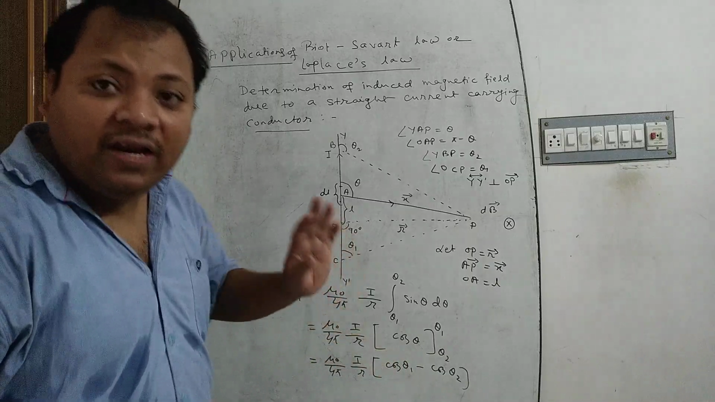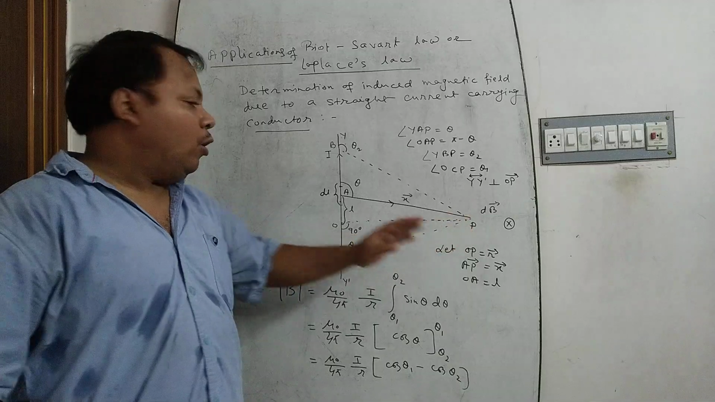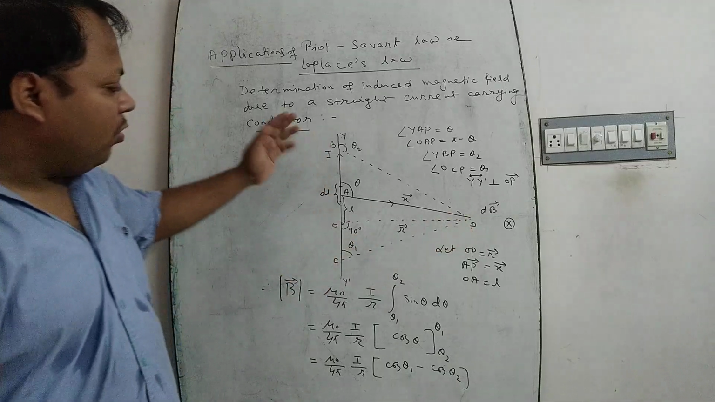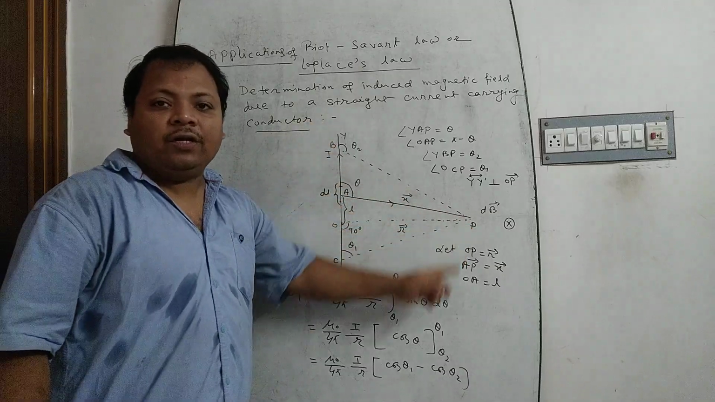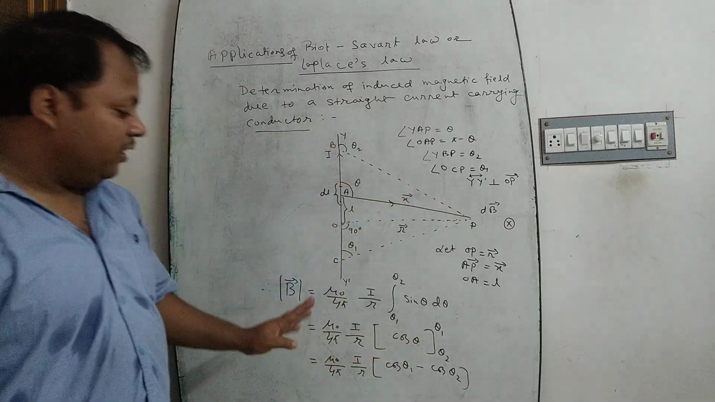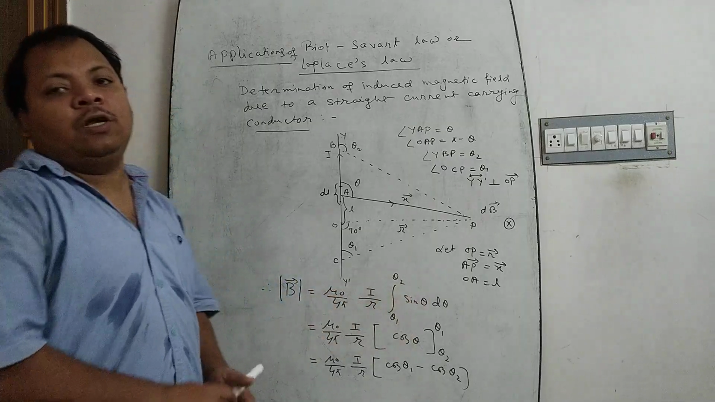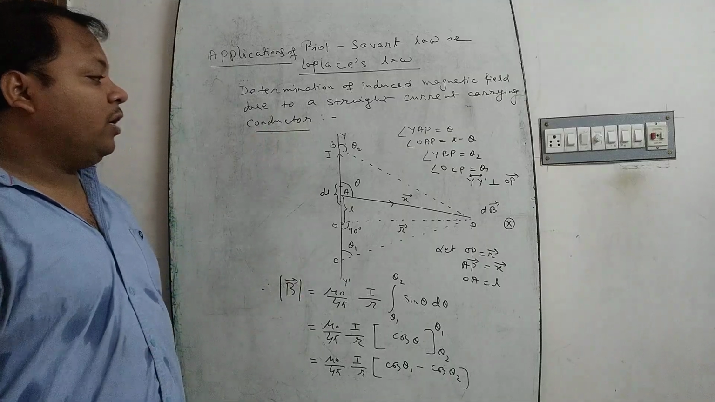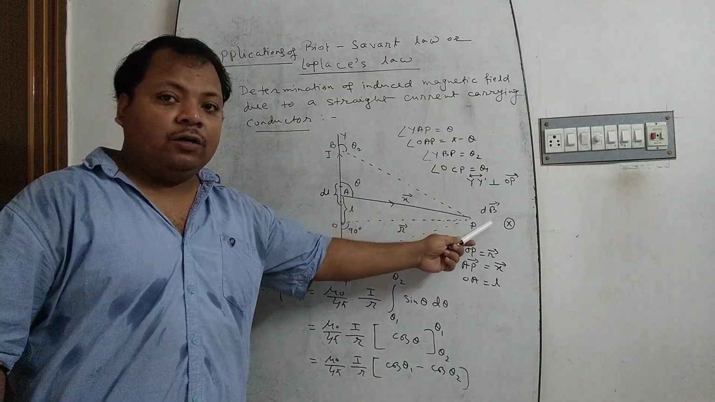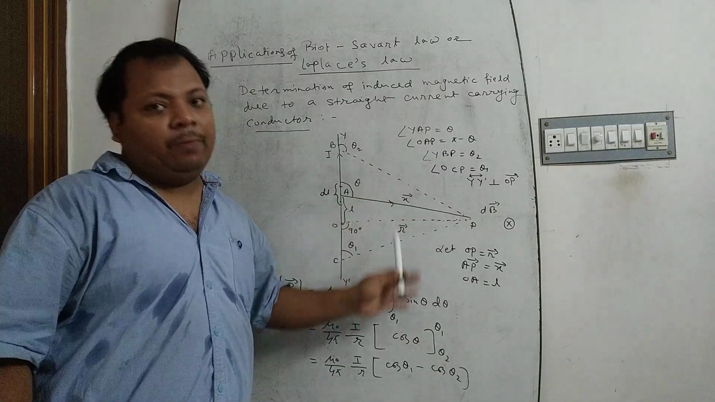This is the final expression for the induced magnetic field of the straight current carrying conductor BC at the point P. This is the final expression of the induced magnetic field. Now you know that the direction of the induced magnetic field B is inward to the plane of the paper.